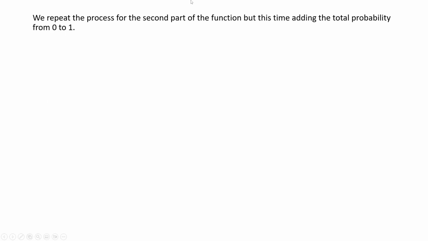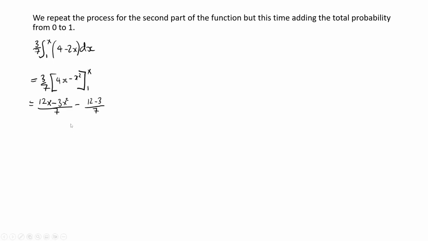So for the second part, we need to integrate, but this time we need to add the total probability from 0 to 1. So I'm going to integrate it from 1 to x, so that's my lower limit, the second part of the function, up to x, so some point in that interval. I evaluate the integral, and then that's my answer.